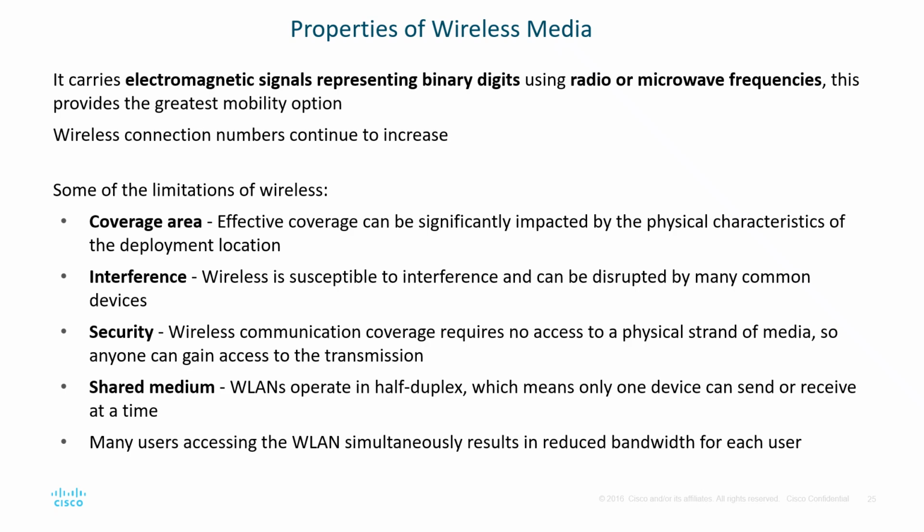Now, your wireless media carries electromagnetic signals representing binary digits using radio or microwave frequencies. This provides the greatest mobility option. Wireless connection numbers continue to increase, mainly based on ease of implementation. You're not bound to a geographic location, things of that nature. Some limitations, however, are the coverage area. Effective coverage areas can be significantly impacted by the physical characteristics of the deployment location.